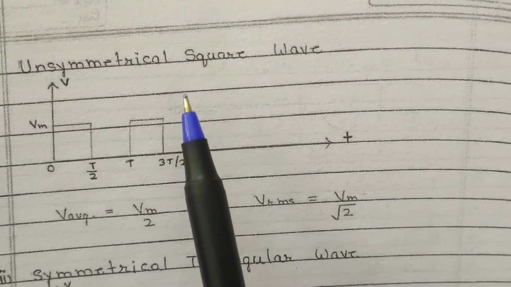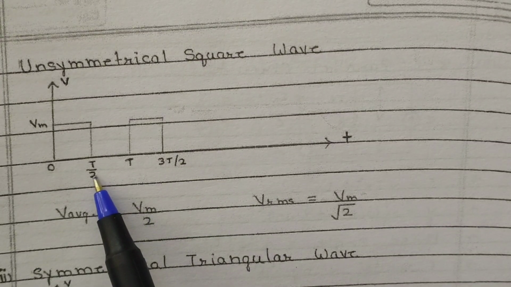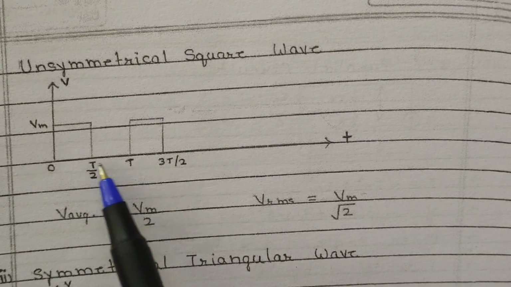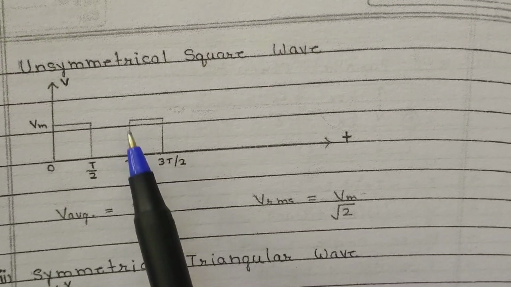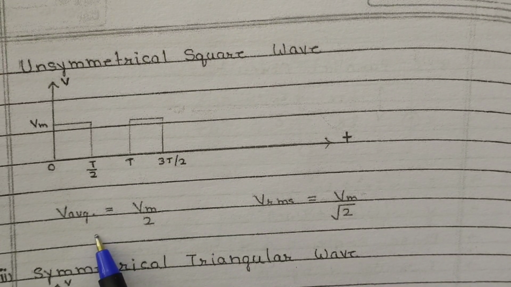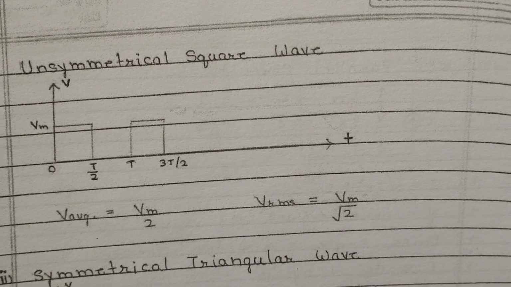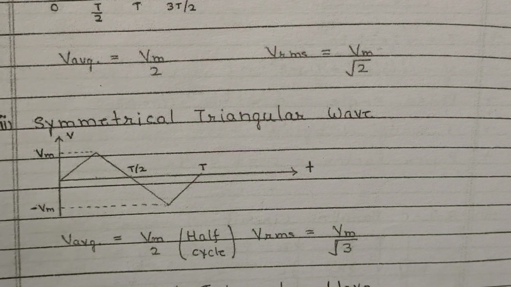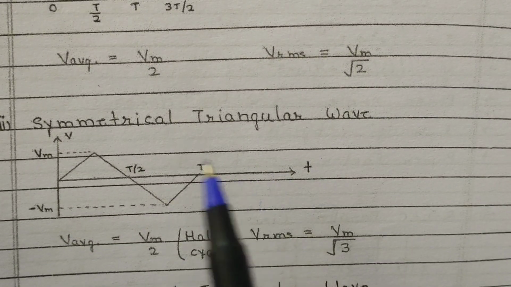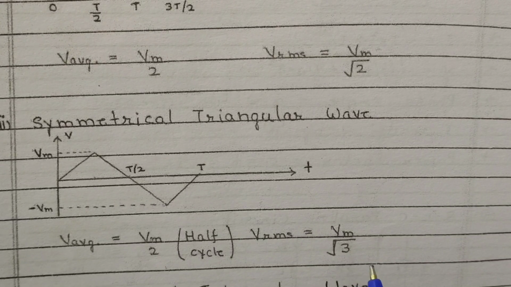This is the square wave which is not symmetrical, meaning up to T by 2 it will be conducting, and from T by 2 to T it will be 0, from T to 3T by 2 it will be conducting. In this, average value is Vm by 2, RMS value is Vm by root 2. Symmetrical triangular wave: in this, average value is Vm by 2, RMS value is Vm by root 3.